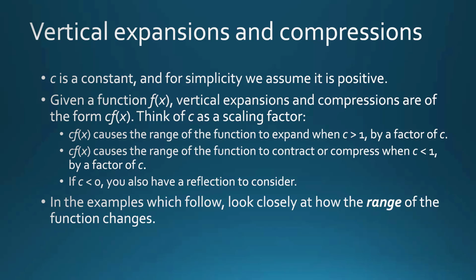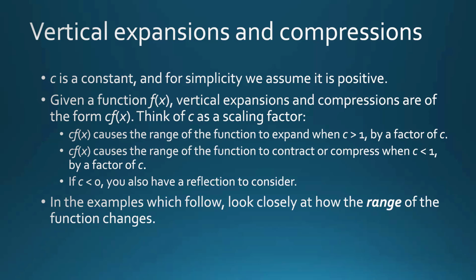Now for the vertical case, the constant that we're using as a multiplier is outside the argument of the function. So in other words, c times f of x. And again, the size of c is important. We're still assuming c is a positive constant. We'll talk about what happens later if it's negative, but if c is a positive constant and it's greater than 1, you get an expansion, and it's by a factor of c. And if c is a positive constant but it's less than 1, so in other words between 0 and 1, you get a compression. And that's very intuitive. This agrees with people's intuition fairly well.